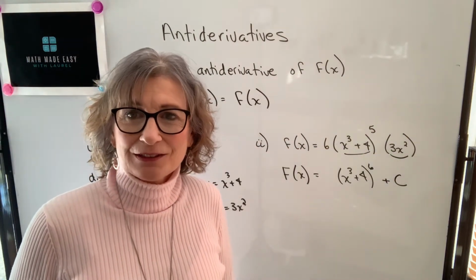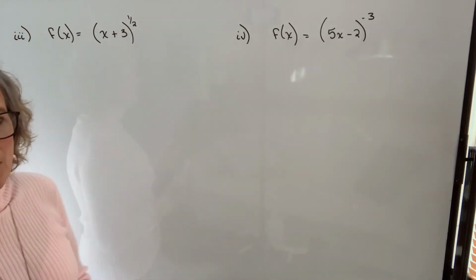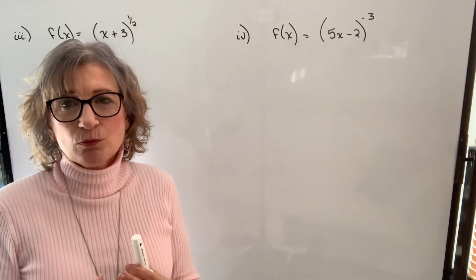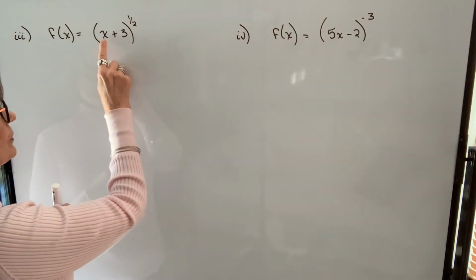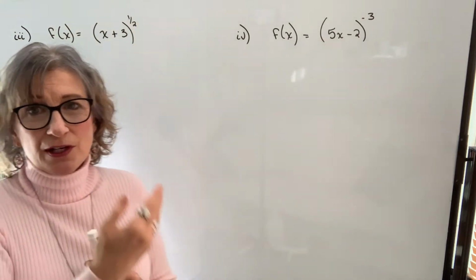Let's take a look at some more. As soon as you have something to an exponent, look inside the brackets and determine what the derivative of this function is. So the derivative of x plus 3 is just a 1. So we don't have to worry about that du dx factor.